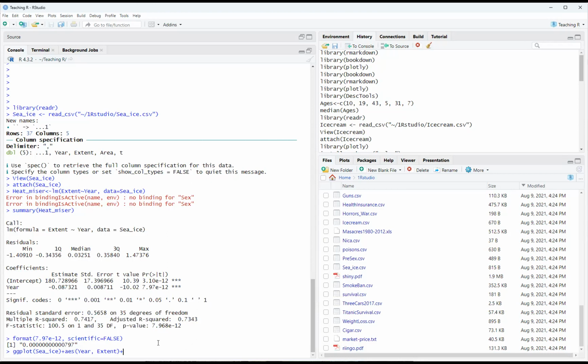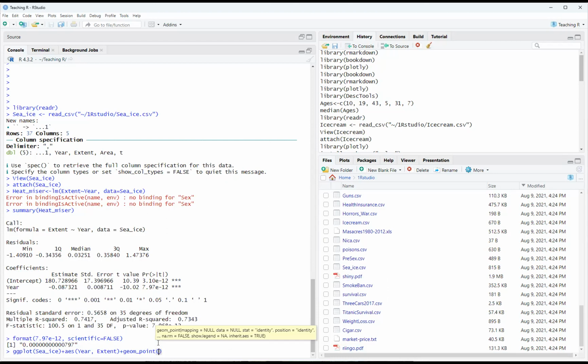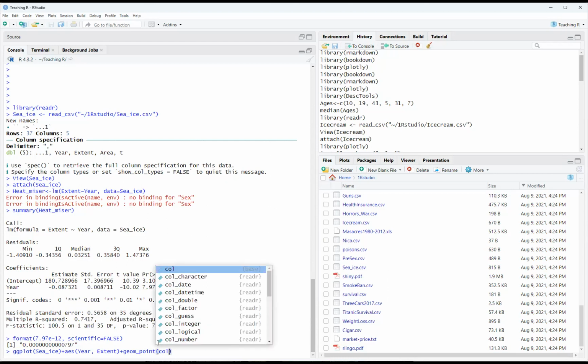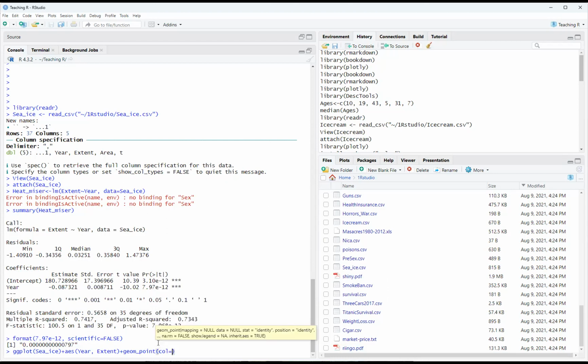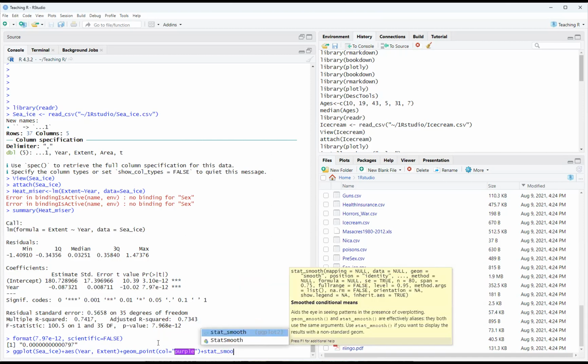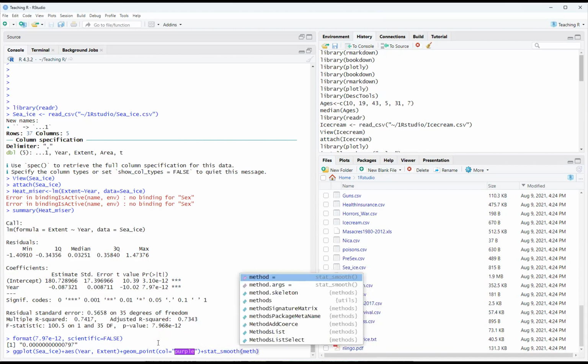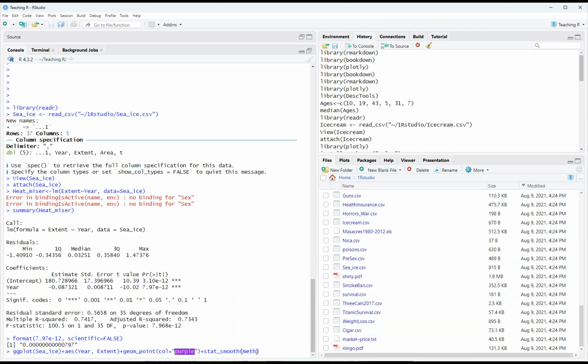And remember, this is geom point. We're going to do other geoms. Let's just say color equals, what do you like? I like the purple. And then plus stat smooth. I want to show you what it looks like when I don't put the false in there, or the method LM. So I'll just take out stat smooth to show you.